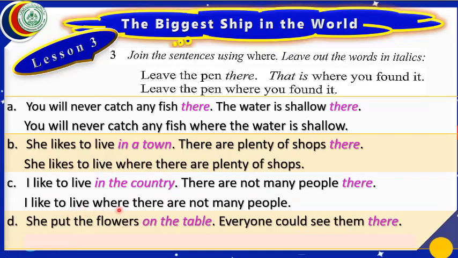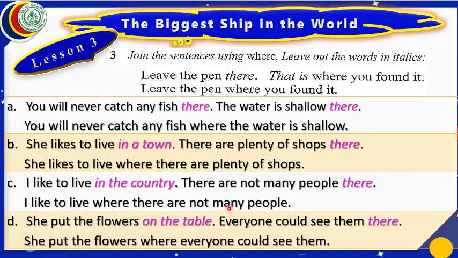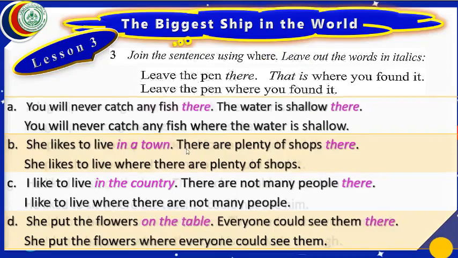I like to live where there are not many people. She put the flowers where everyone could see them. Dear students, we have done the first 4 parts of this exercise. What is to remember? It is to remember that we shall use the word where in the middle of 2 sentences, and we shall leave the words given in italics. Let us move to the next part.